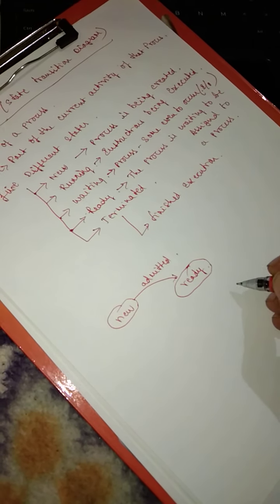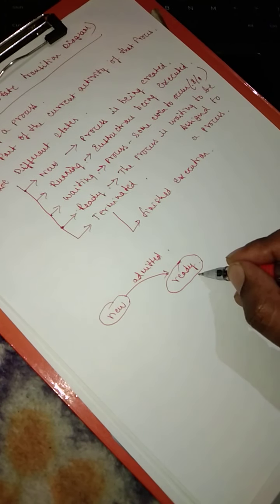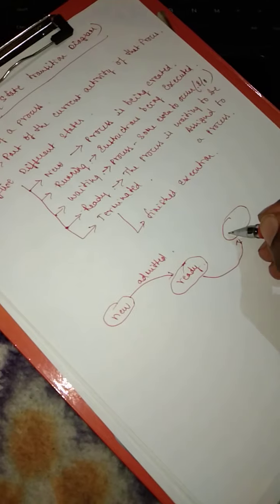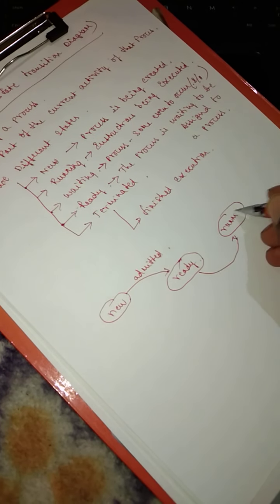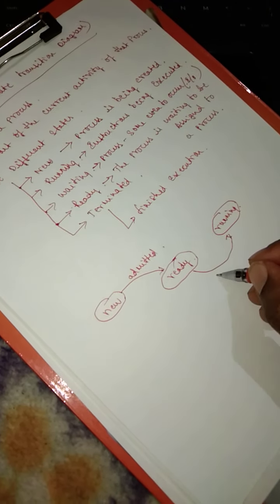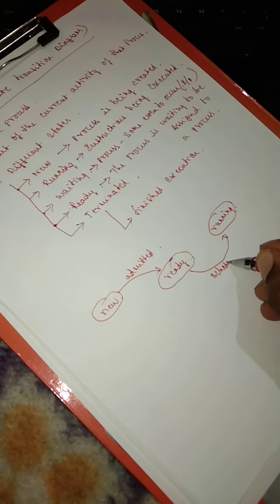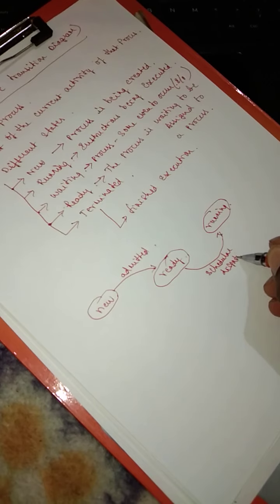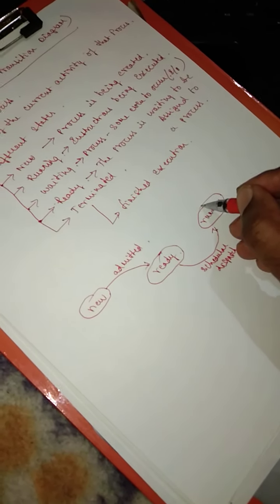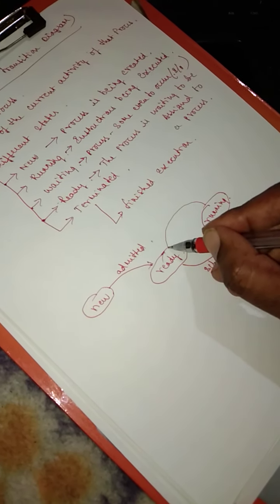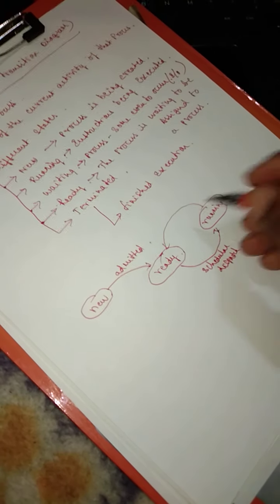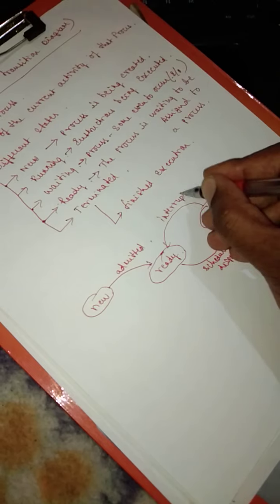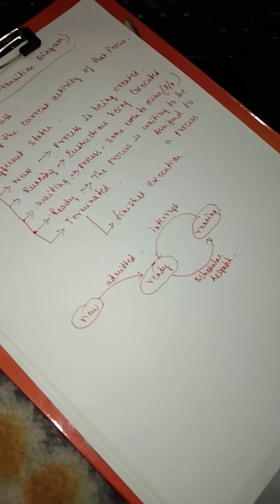So from this ready state, the scheduler dispatches the process into the running state, and this we call scheduler dispatch. And if there is any interrupt, then again the control comes back to the ready state. That is, if any interrupt happens, it can be a system interrupt.